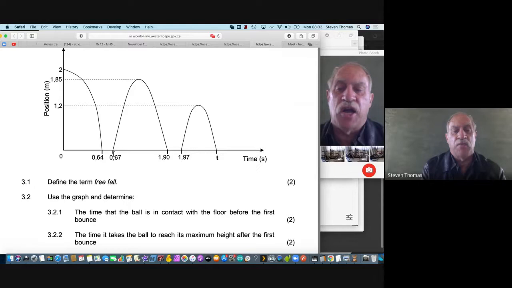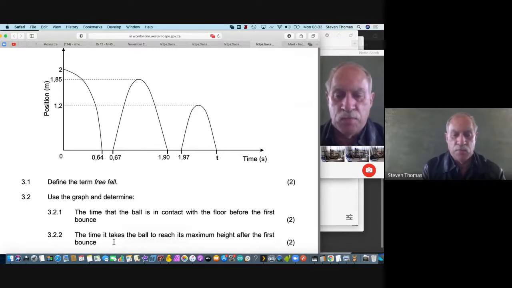The time is going to be 0.67. Now, what do you know about symmetry here? And 1,90. If you subtract that from that and divide it by 2, in the exact middle is going to be the time it takes to get to the top. So I know the time it takes to get to the top, and I know the height to the top.